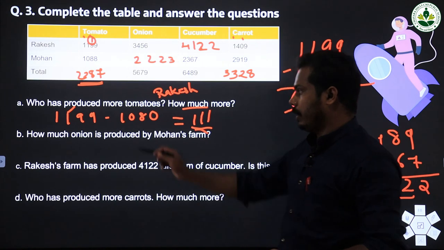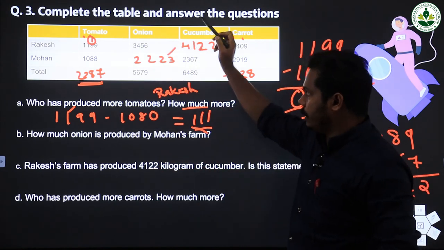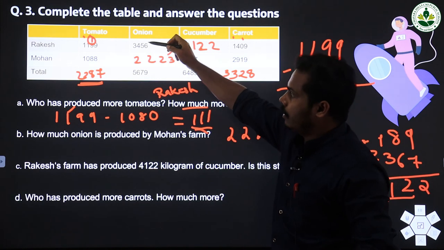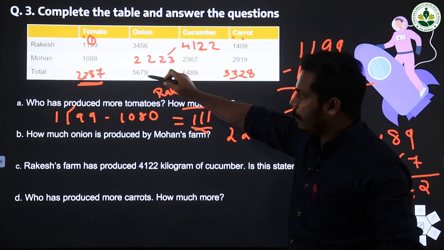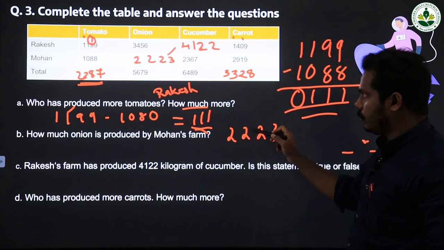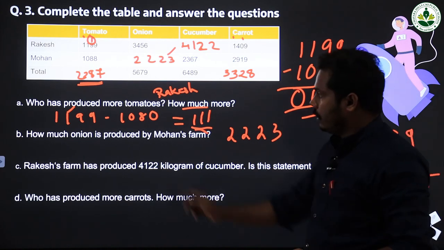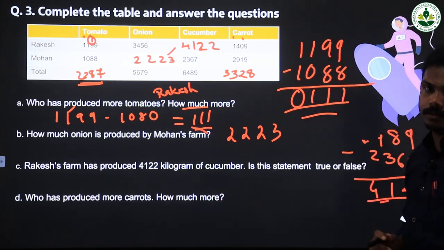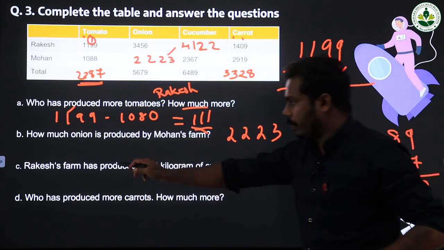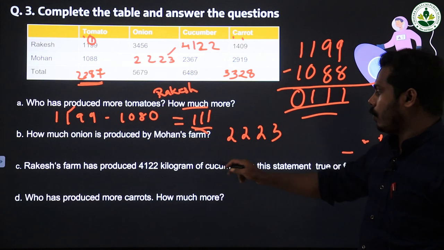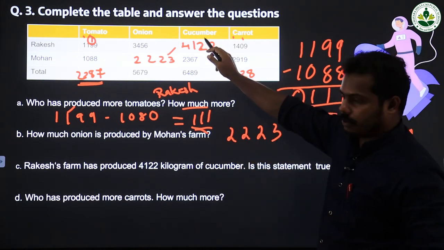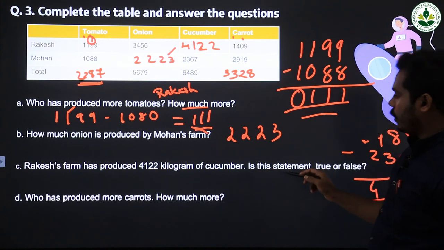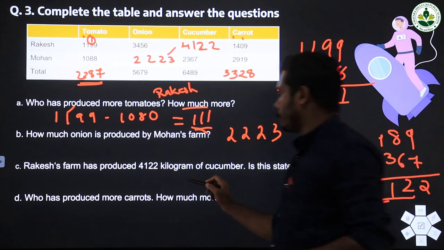Second question: how much onion is produced by Mohan's farm? We already found it, that is 2223. We subtract the number of onions that Rakesh produced from the total. So we got the answer 2223. Then question C: Rakesh's farm has produced 4122 kilograms of cucumber. Is this statement true or false? The cucumber that Rakesh produced is 4122. We already found it. So this statement is true.